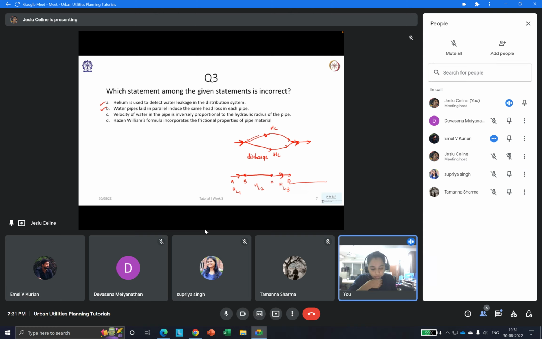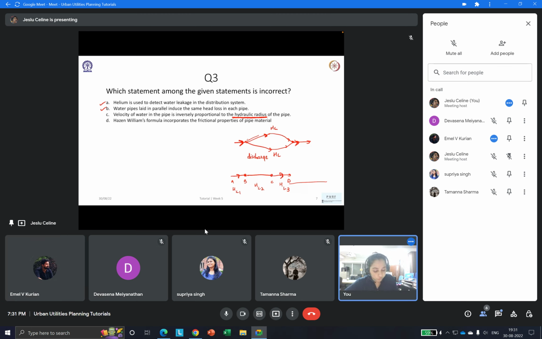Now the second one: velocity of water in a pipe is inversely proportional to the hydraulic radius of the pipe. So what do you think about this one? Is it inversely proportional to the hydraulic radius? Yes, it is. You are saying Q is equal to AV, so it is inversely proportional. It is right.